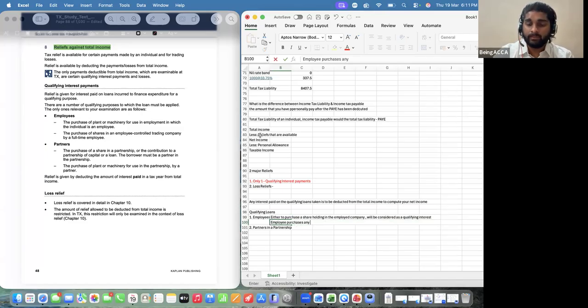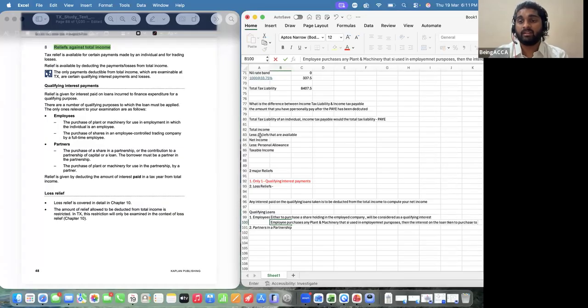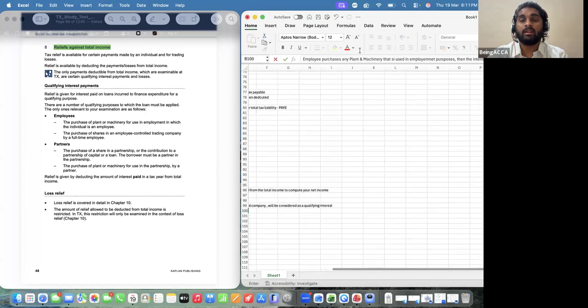Similarly, if an employee purchases any plant and machinery that is used for employment purposes, then the interest on the loan taken to purchase the plant and machinery is also deductible from total income.